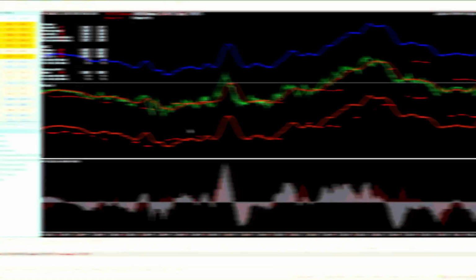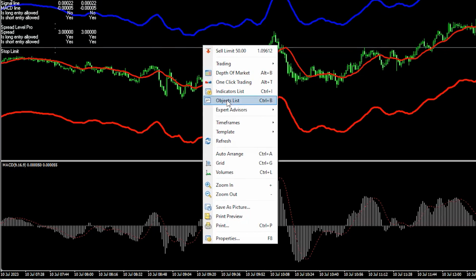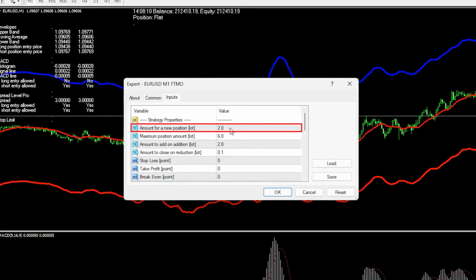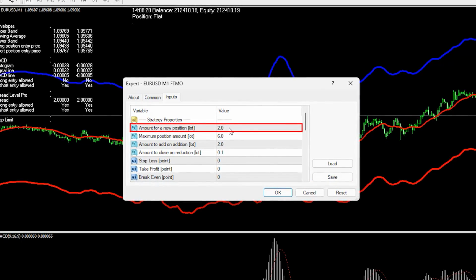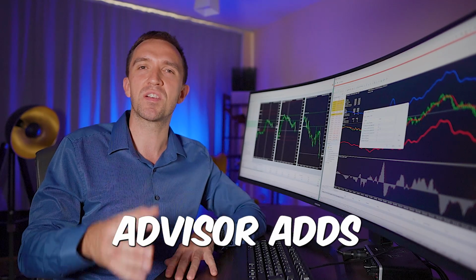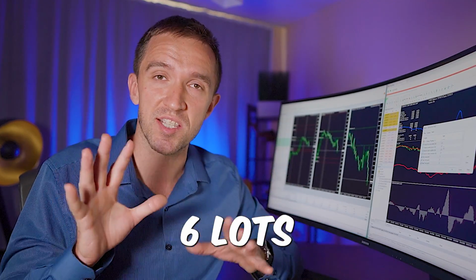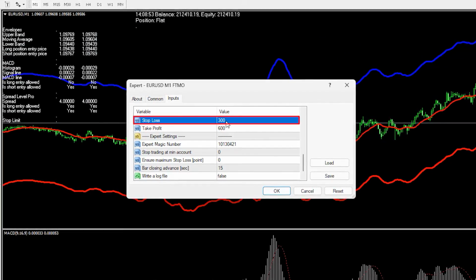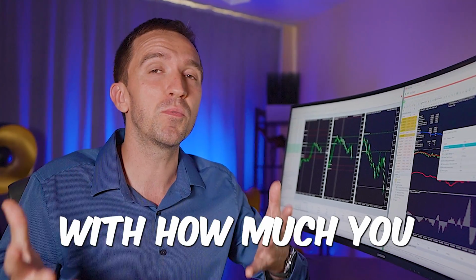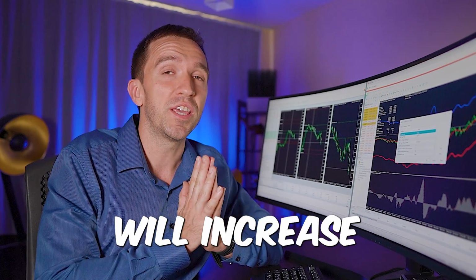And if I show you the expert advisor now on my 200k challenge and I right click over the properties, you'll notice that I have the very same inputs. First, entry amount 2 lots, maximum position amount 6. So if the expert advisor adds 2 times to the position, all in all it will be 6 lots. And if the EA meets the stop loss of 30 pips, the total loss would be 1%. So it's up to you how much you would be trading and how much you will increase the lots.